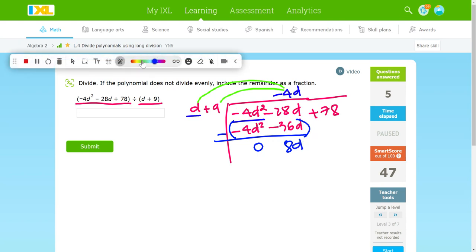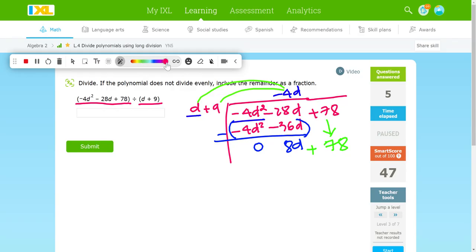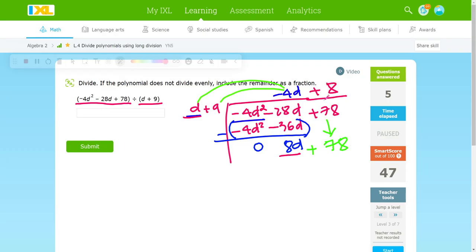So your next step, you need to move down 78. So 78 is right here. You move down. And now you continue to do your division again. 8d divided by d, that should be 8. So multiply them back.